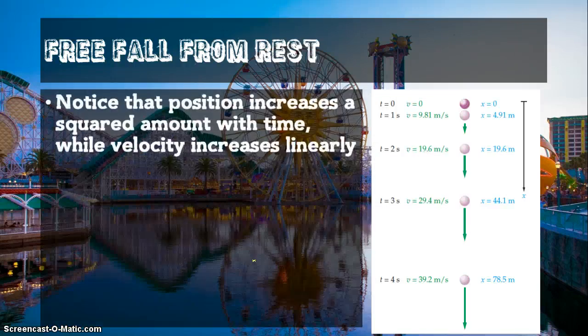So just looking at a strobe diagram again, taking a picture of a ball falling at each second falling from rest. Notice that the position is increasing a lot each time. We go from 4 to 20 roughly to 44 to 79. It's increasing a squared amount, whereas on the green numbers, the velocity is only increasing linearly. You're only adding 9.8 meters per second on each second. So notice how the position changes a lot more. That's why that function turns out the way it did.